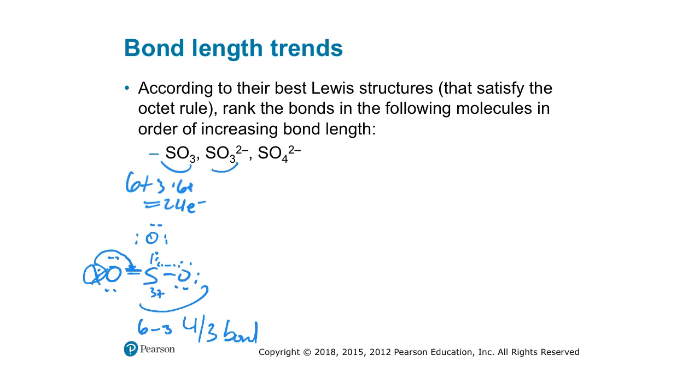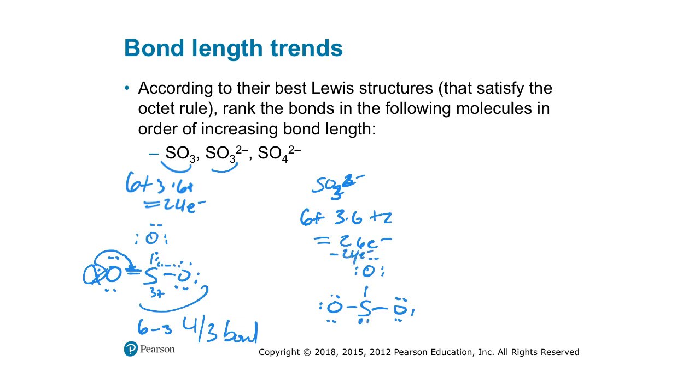Now, SO3 2 minus, put that backwards. So that would be 6 for sulfur, 3 times 6 for O, plus 2 for the charge. So that's 18 plus 8, that's 26. So that's going to be a central S. The O's satisfy their octets. That's only 24 electrons. So there's 2 left over. Let's put them on sulfur, the only place for more electrons. So leftover electrons go on the central atom. We're satisfying the octet rule.